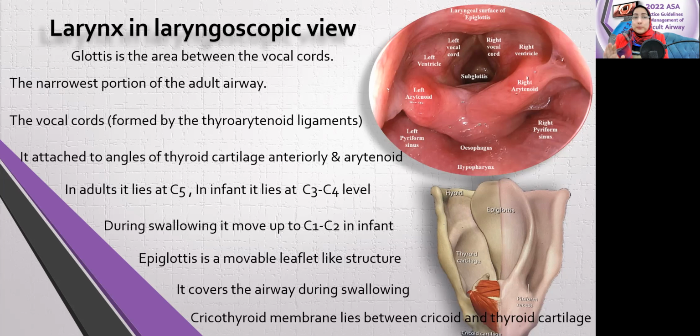Cricothyroid is very important to know. The cricothyroid membrane is a membrane that lies between the thyroid cartilage and cricoid cartilage. This is the landmark for surgical airway.